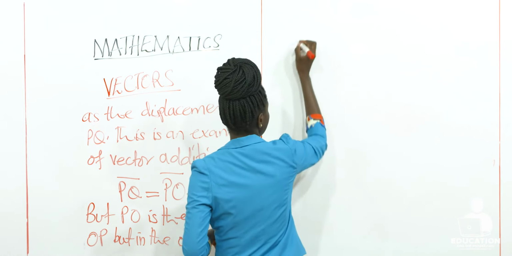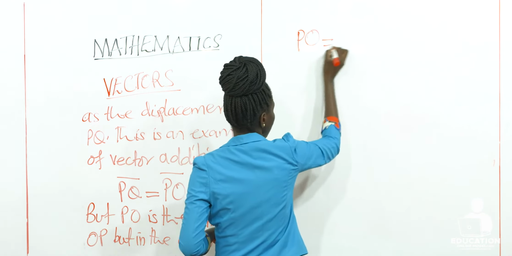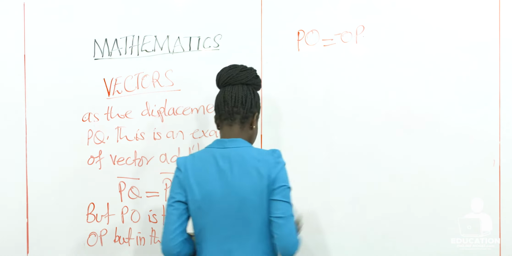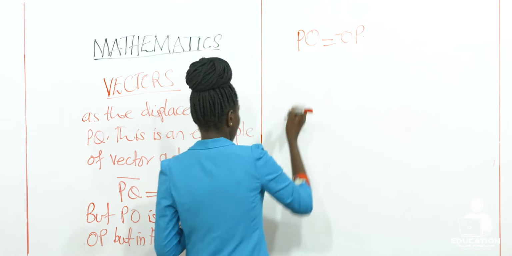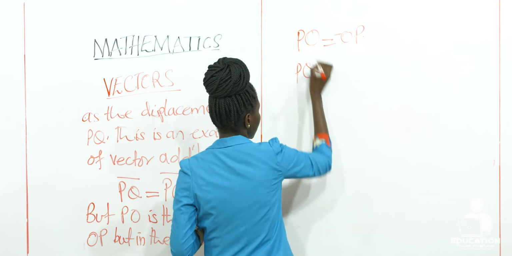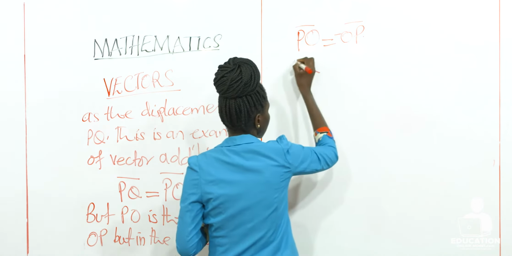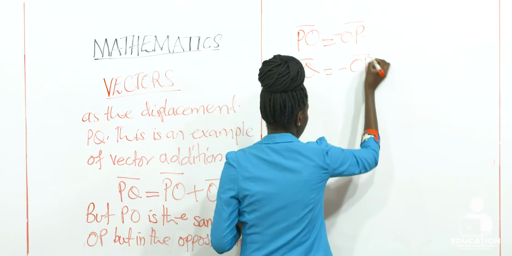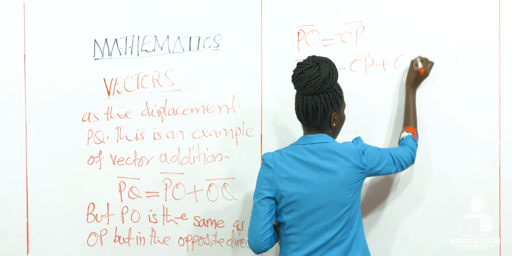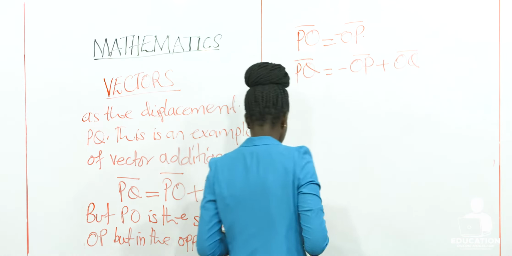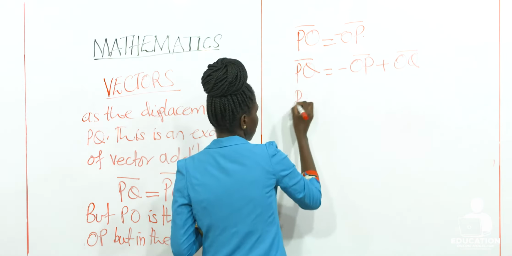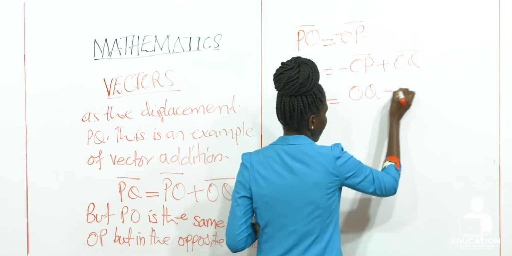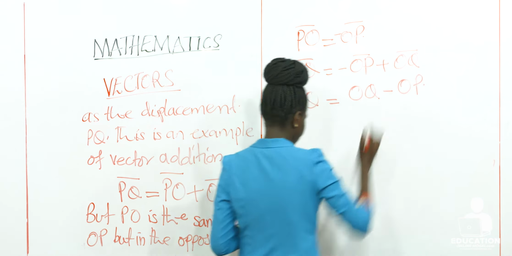So we are saying PO is equal to negative OP. So now we are saying PQ is equal to negative OP plus OQ. Is the same as PQ is equal to OQ minus OP.